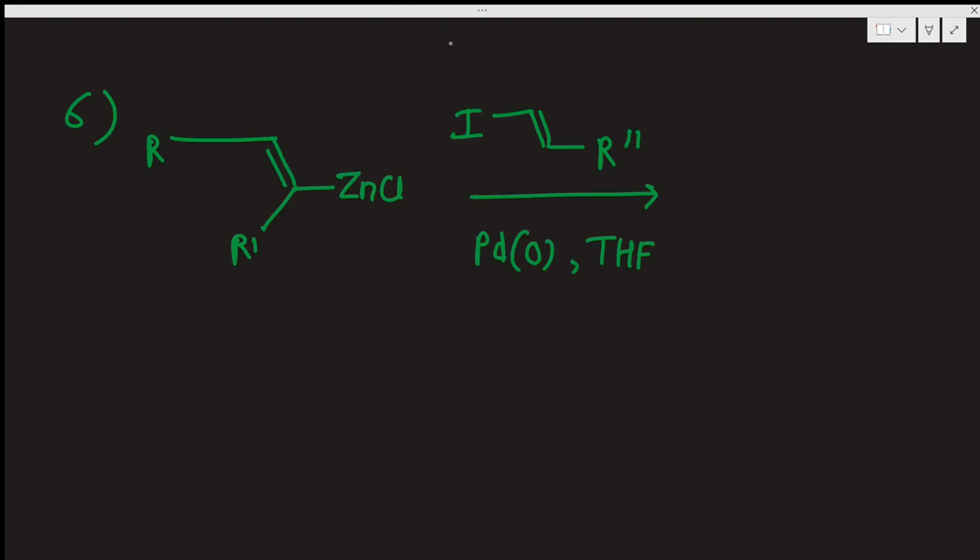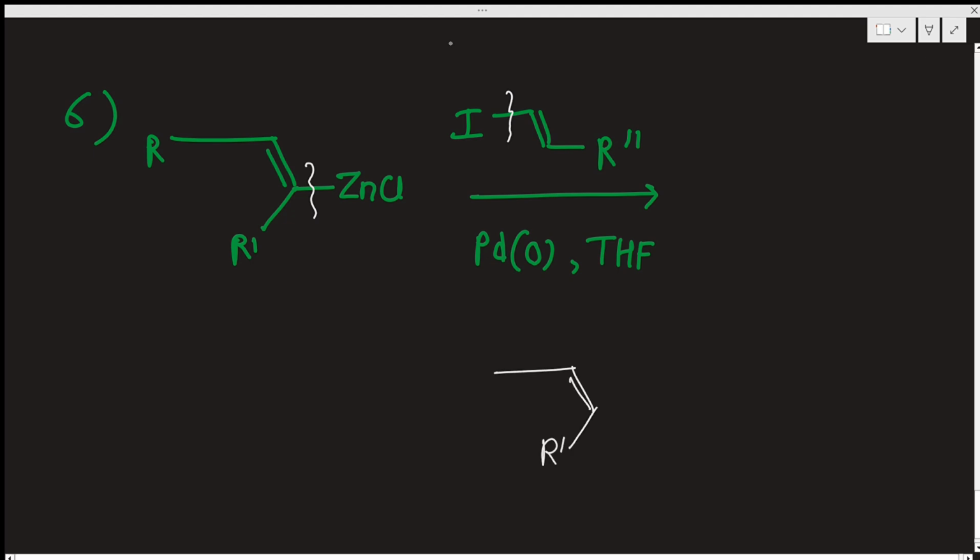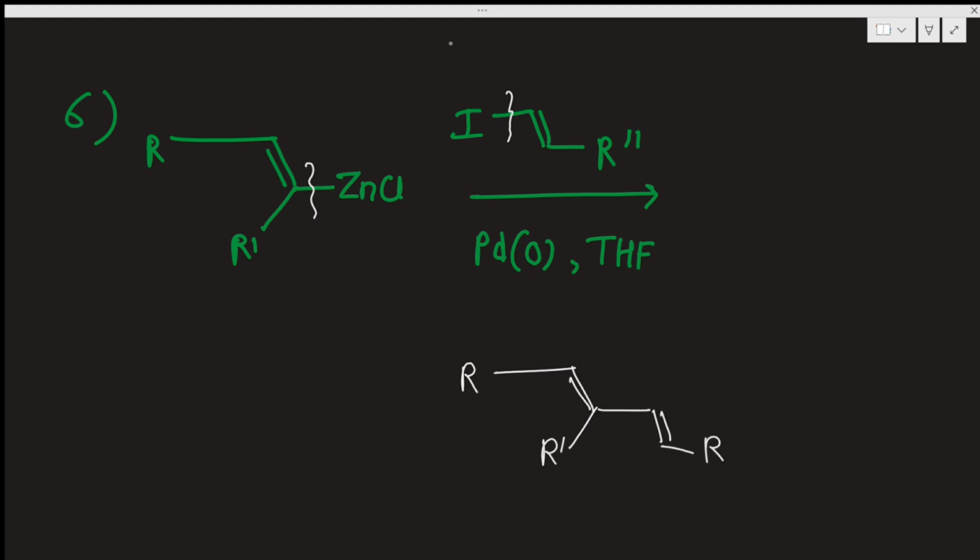See here, now you have given an organo-zinc compound. So you have to break down the bond from here, and you have given iodide, so you have to break down the bond from here. You have to make a compound by coupling. So this will be the bond and you are getting this compound. In this way different types of reactions are happening. So these are all about the Negishi coupling reaction.